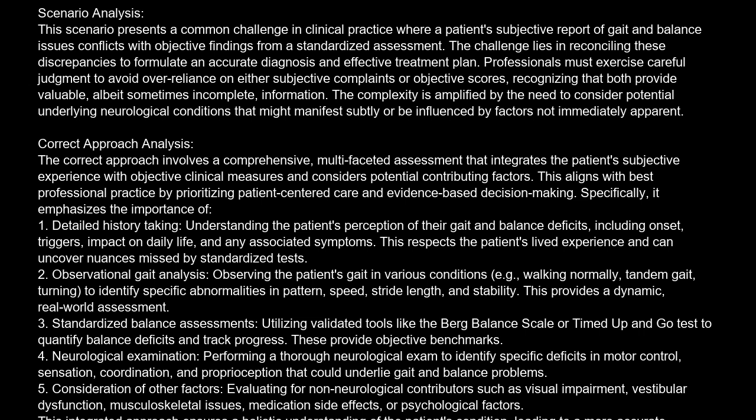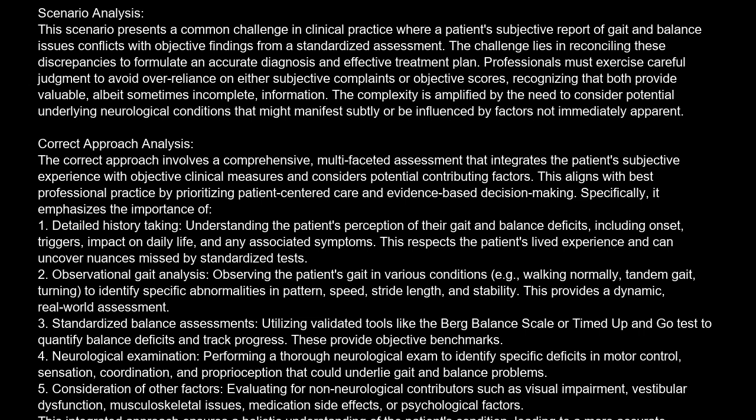This scenario presents a common challenge in clinical practice where a patient's subjective report of gait and balance issues conflicts with objective findings from a standardized assessment. The challenge lies in reconciling these discrepancies to formulate an accurate diagnosis and effective treatment plan. Professionals must exercise careful judgment to avoid over-reliance on either subjective complaints or objective scores, recognizing that both provide valuable, albeit sometimes incomplete, information. The complexity is amplified by the need to consider potential underlying neurological conditions that might manifest subtly or be influenced by factors not immediately apparent.